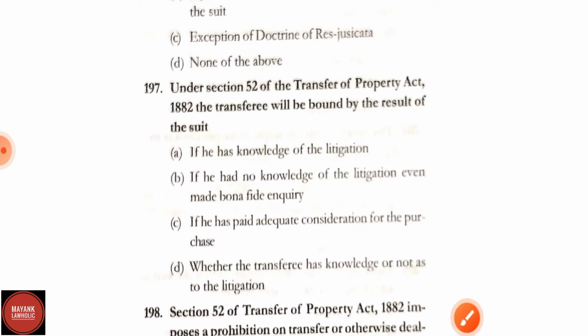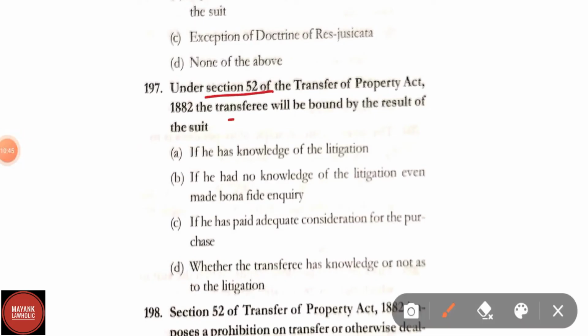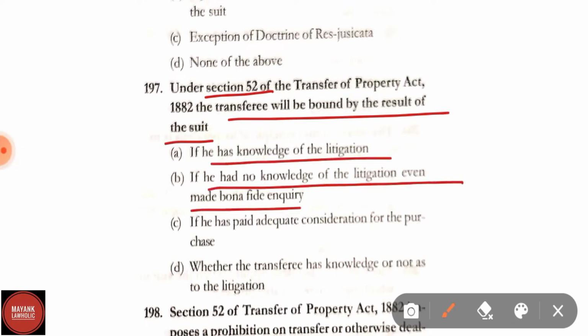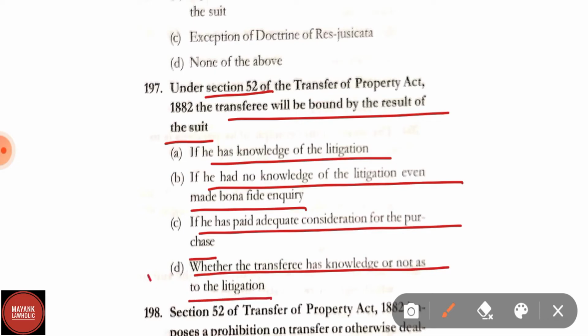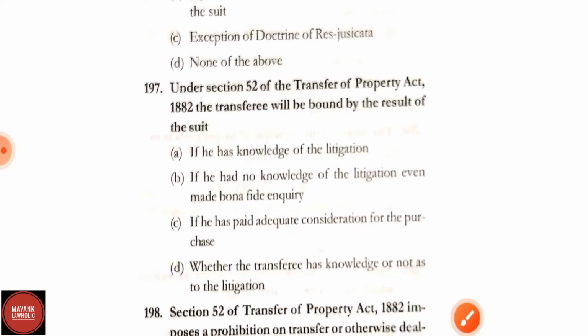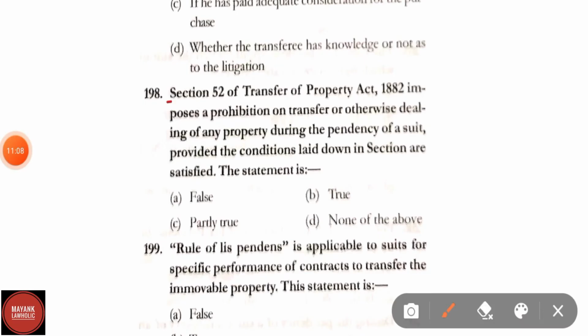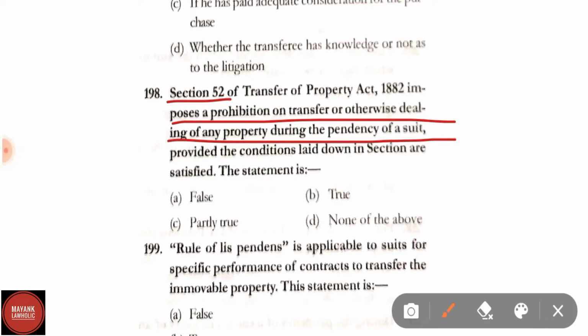Question number 197. Under Section 52 of TPA, the transferee will be bound by the result of the suit if he has knowledge of the litigation, if he had no knowledge of the litigation even after making bona fide inquiry, if he has paid adequate consideration for the purchase, whether the transferee has knowledge or not as to the litigation. The correct answer is option D, whether the transferee has knowledge or not as to the litigation. Question number 198. Section 52 of TPA imposes a prohibition on transfer or otherwise dealing of any property during the pendency of a suit, provided the conditions laid down in the section are satisfied. The statement is false, true, partly true, none of the above. The correct answer is option B, that is true.